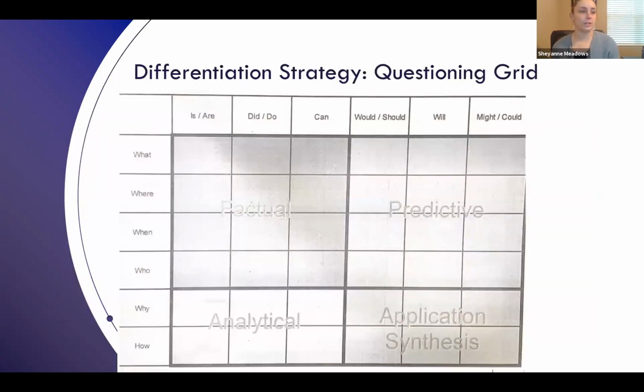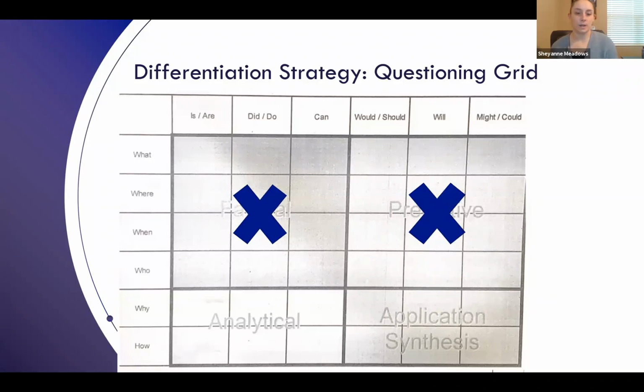Another really quick strategy that we're going to talk about is this questioning grid. And this is something that just gives you question stems in order to make it more higher level thinking skills. So we want to stay out of the factual and predictive realms. Those are the realms that high ability learners usually have down pretty well, and they find those kind of boring or they are beyond those stages. And we want to keep it in the analytical and the application synthesis realm.